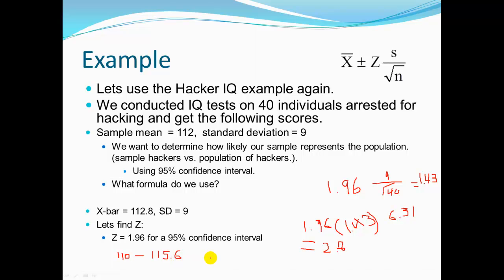However, there's always the chance that we're on that 5% of distributions that basically don't very accurately represent the true population mean.